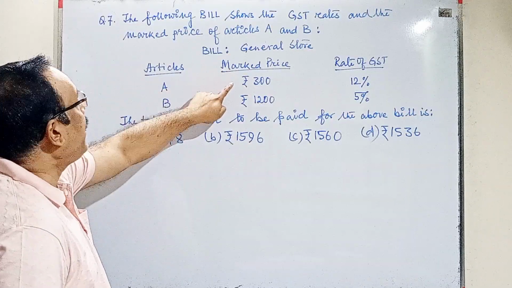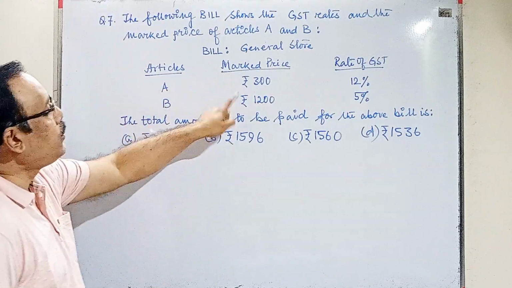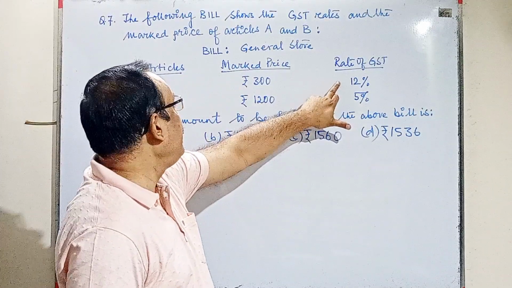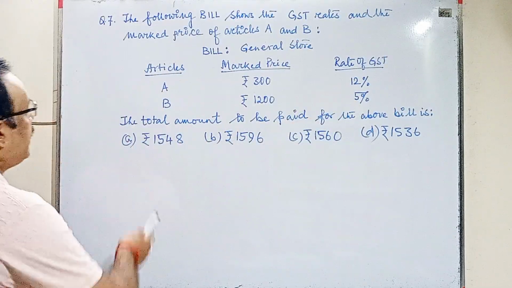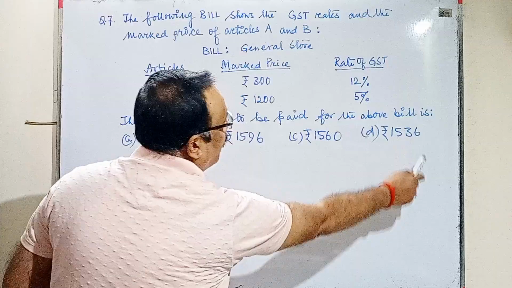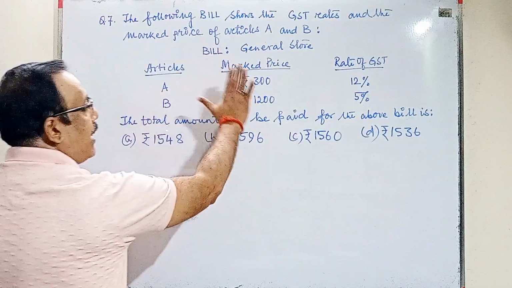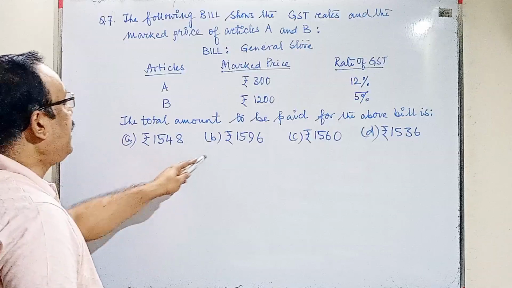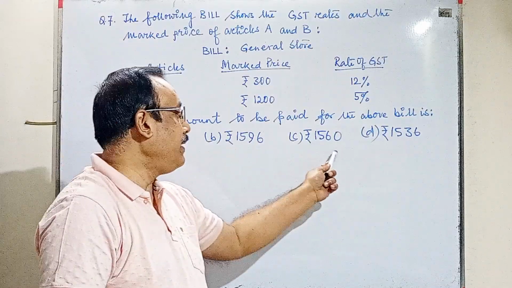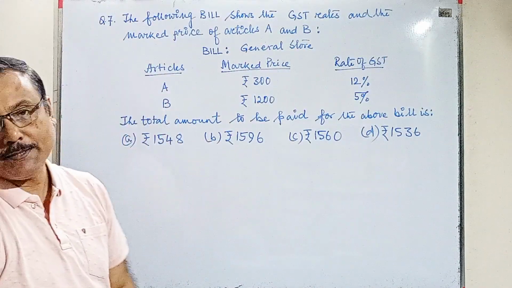The marked price of A is rupees 300 and of B is rupees 1200. The rate of GST of A is 12%. Rate of GST of B is 5%. What is the total amount to be paid for the above bill? Total amount means the original price plus GST. The choices are rupees 1548, rupees 1596, rupees 1560, rupees 1536.